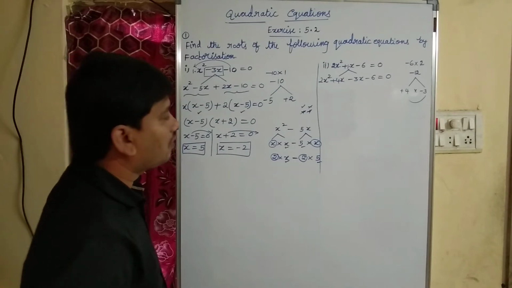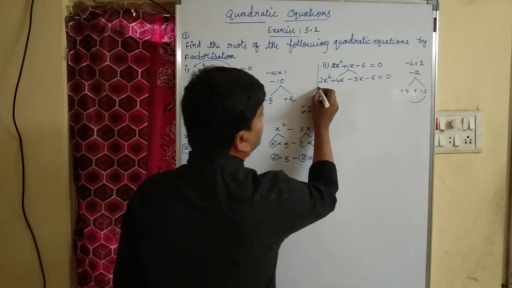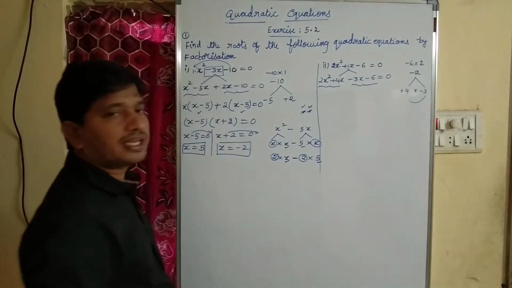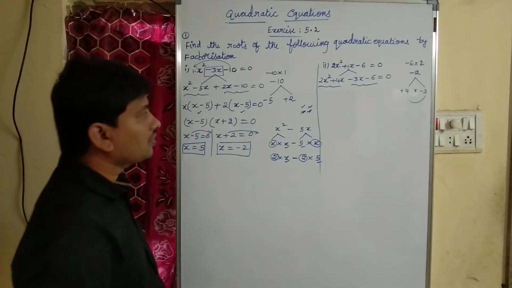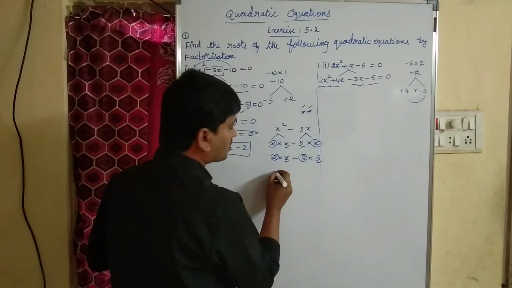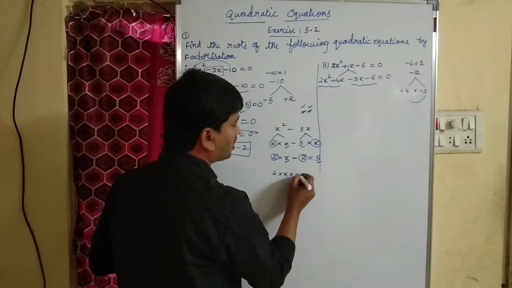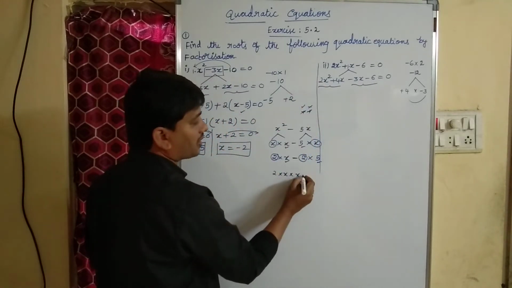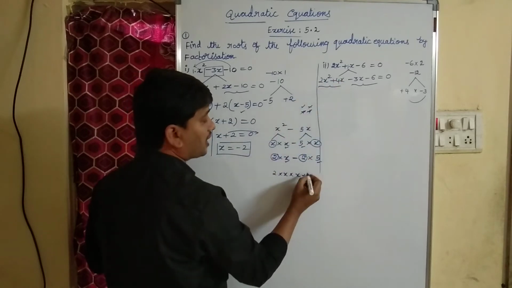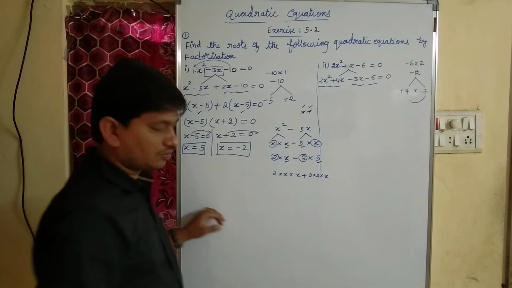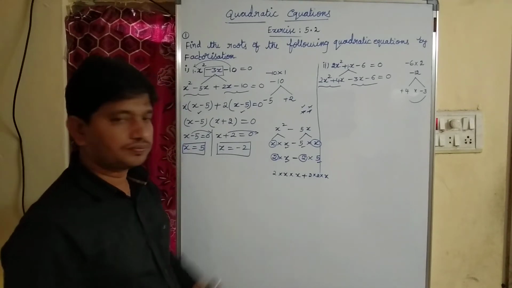Okay children, now what are the combinations here? The first combination is 2x² + 4x and the second combination is -3x - 6. So what is the meaning of 2x² children? The meaning of 2x² is 2 into x into x. 2x² means 2 into x into x, plus what is the meaning of 4x? I can write it as 2 into 2 into x.